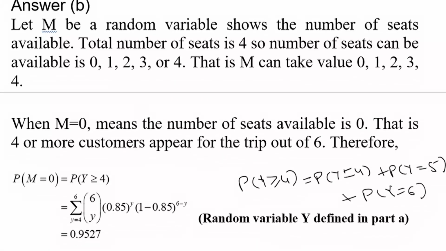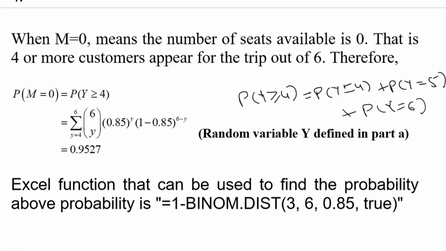Now, the Excel function that can be used to find the above probability is 1 minus BINOM.DIST. Since we need probability greater than or equal to 4, here we have to put number of successes equal to 3, number of trials is 6, probability of success per trial is 0.85 and TRUE because we need cumulative probability. 1 minus, using the complement rule of probability like we did in part E.